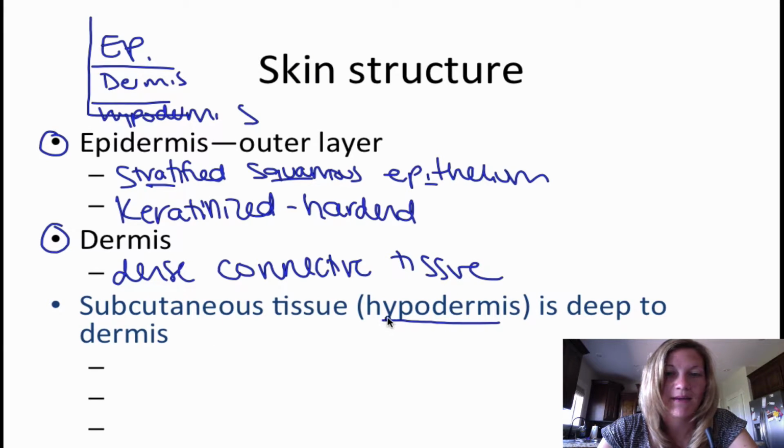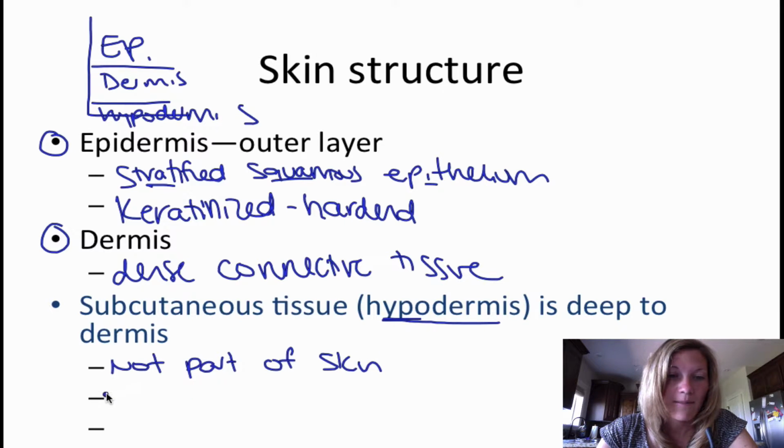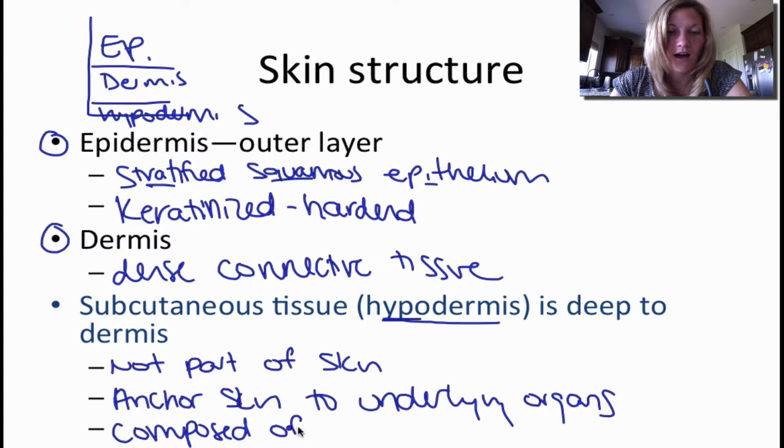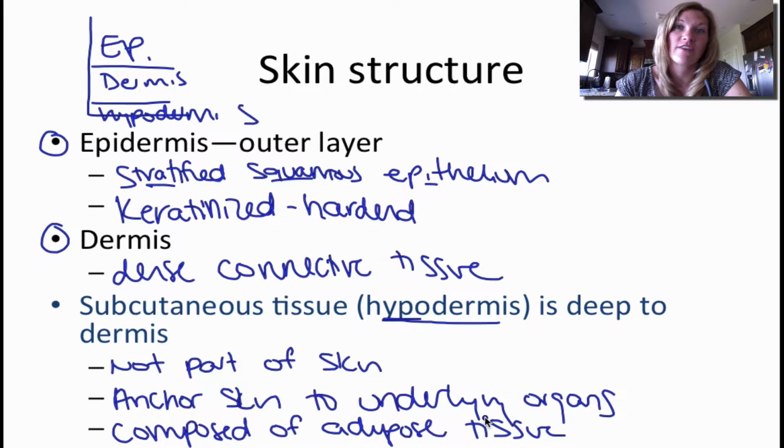Okay, so the reason that we have the hypodermis in a different color is because it's not actually part of the skin. The epidermis and the dermis make up the skin structure, and then the hypodermis is deep to the dermis, but it's not actually part of the skin. So we'll just write, it's not part of skin, but what it does that's really beneficial is that it's going to anchor skin to underlying organs. In addition, it's going to be composed of adipose tissue. So it's going to have a cushioning effect as well.